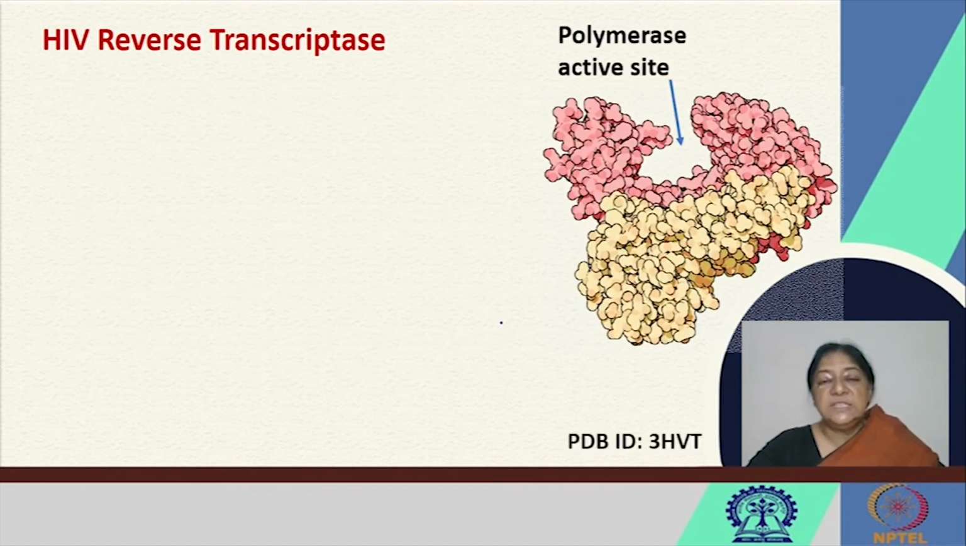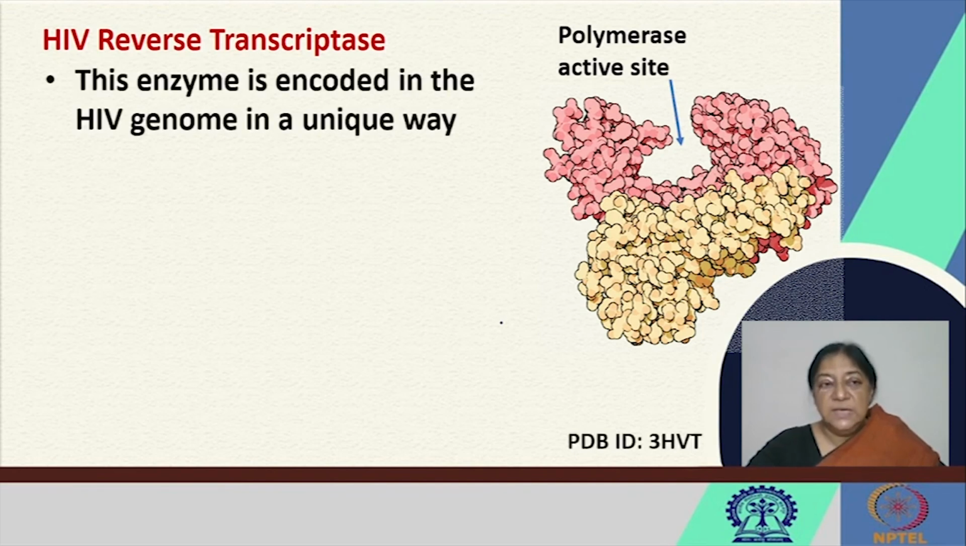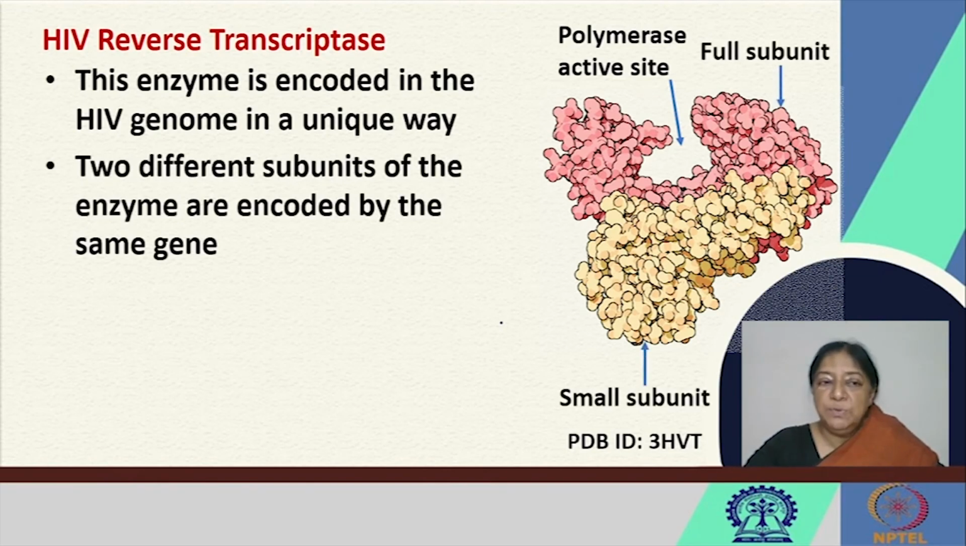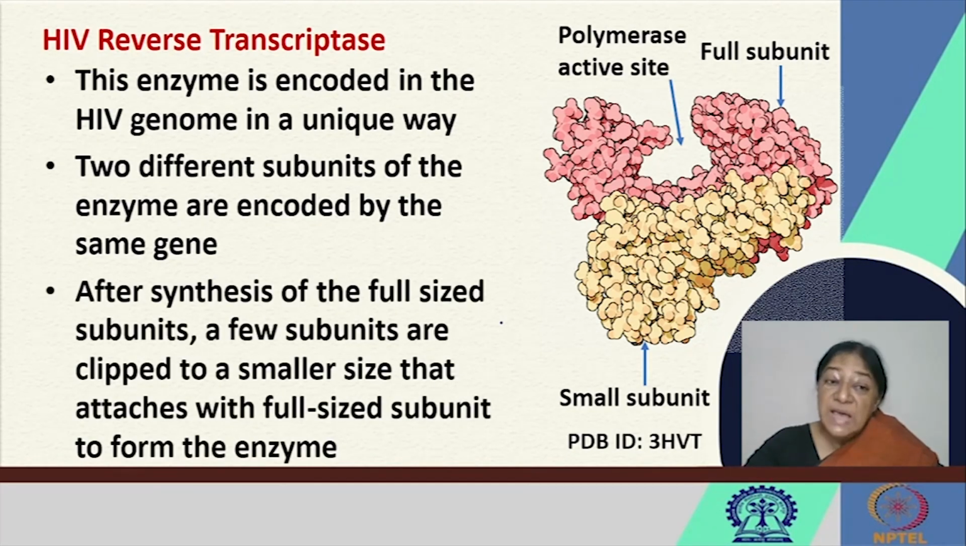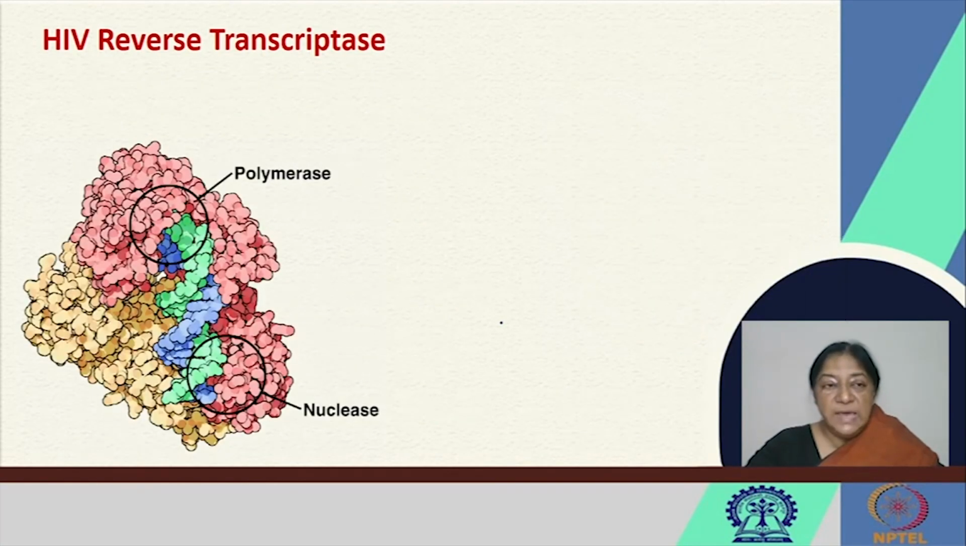So in this case, there is a specific polymerase active site. This enzyme is encoded in a very unique fashion. There are two different subunits of the enzyme that are encoded by the same gene. So there is a full subunit that has a nuclease site, and there is one that has the polymerase active site. Now, after synthesis of the full-size subunits, a few subunits are clipped to a smaller size that then attaches with the full-size subunit to form the enzyme. So there is a polymerase site and there is a nuclease site.